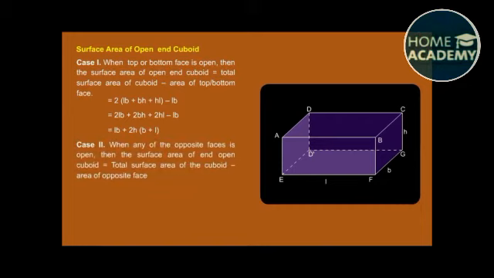Case 2. When any of the opposite faces is open, then the surface area of end open cuboid is equal to total surface area of the cuboid minus area of opposite face is equal to 2 into (LB plus BH plus HL) minus BH is equal to 2LB plus 2BH plus 2HL minus BH is equal to BH plus 2L into (B plus H).